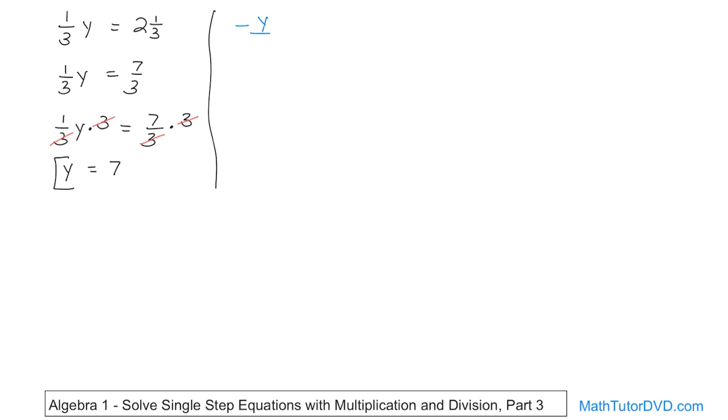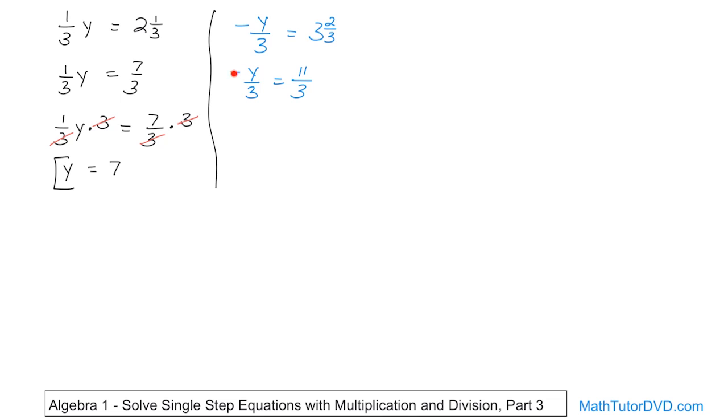Now, what if you have negative y over 3 is equal to 3 2/3? I'm going to always recommend you change those mixed numbers into improper fractions. So negative y over 3, and on the right-hand side, 3 times 3 is 9, plus 2 is 11, and the denominator stays the same, so it's 11/3. If you don't remember how to do that, go back and review the fractions I've taught you, and we'll do this a lot.